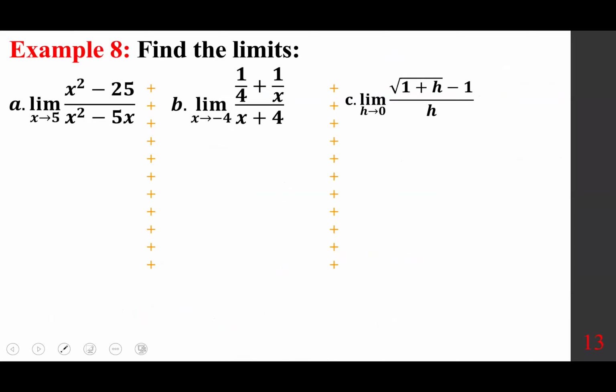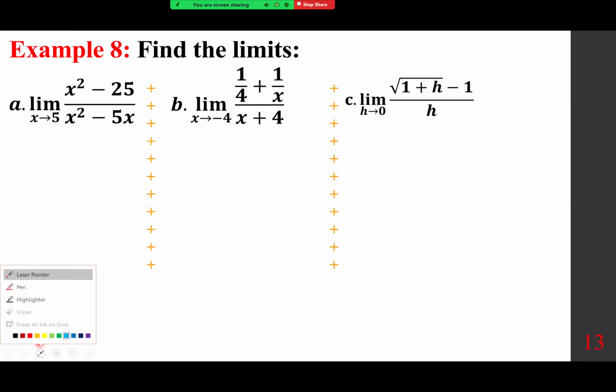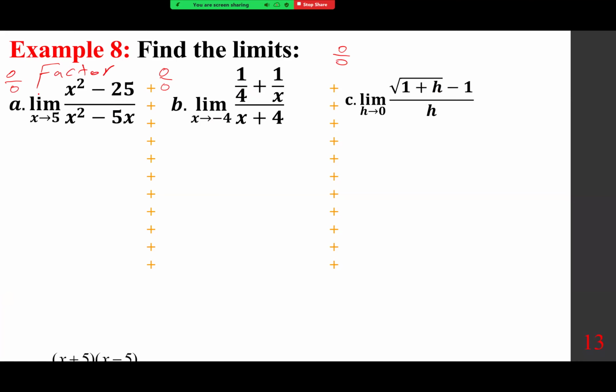I'd like you to see all these questions side by side. If we plug in 5, we get 0 over 0. If we plug in negative 4, we get 0 over 0. If we plug in 0, all of these will result in 0 over 0. So what's the technique? The first one is factoring. And if you plug in, you get 10 over 5, which is 2.